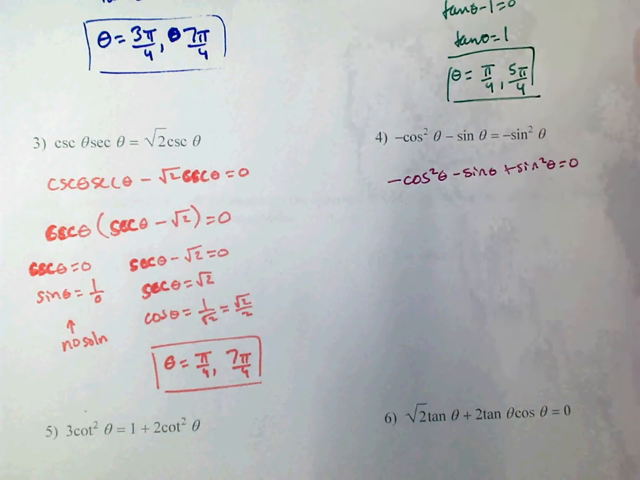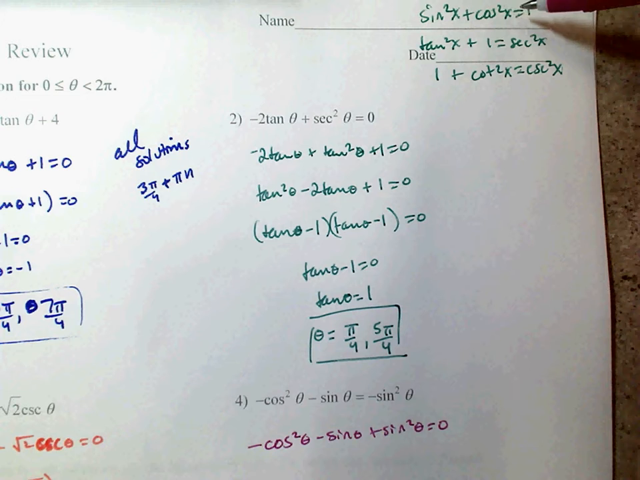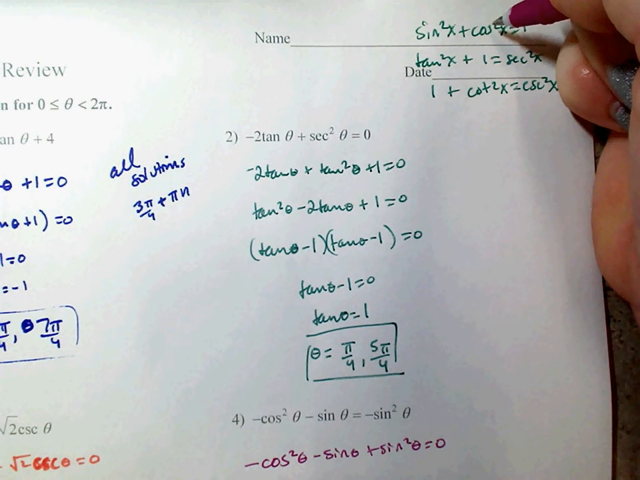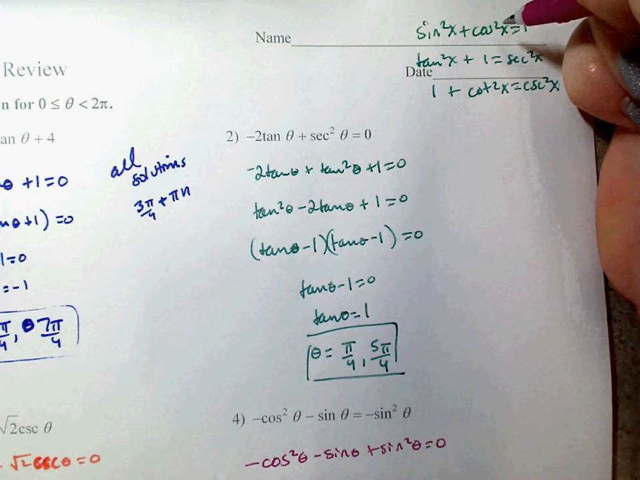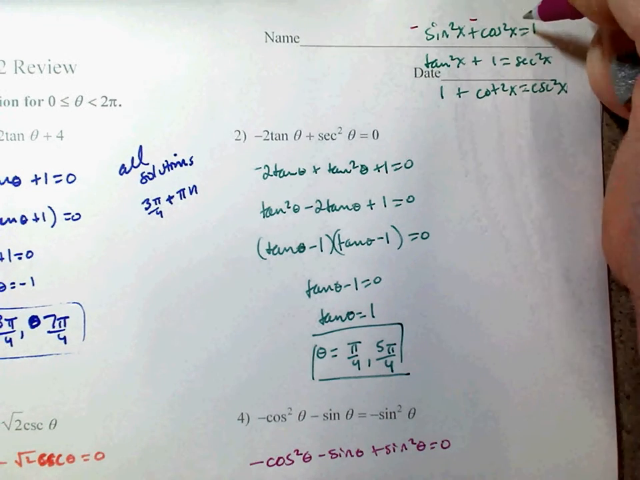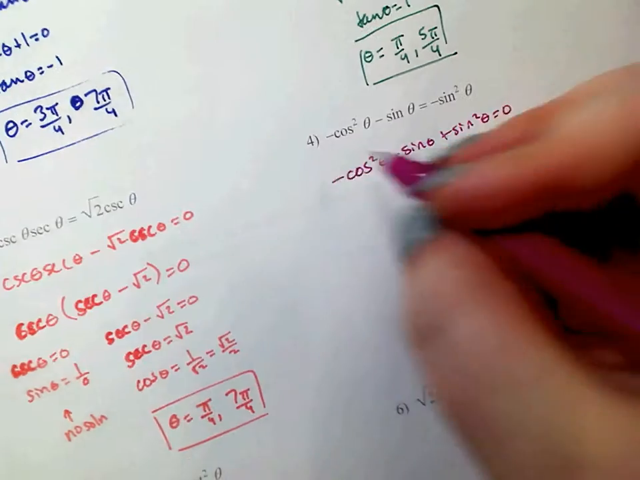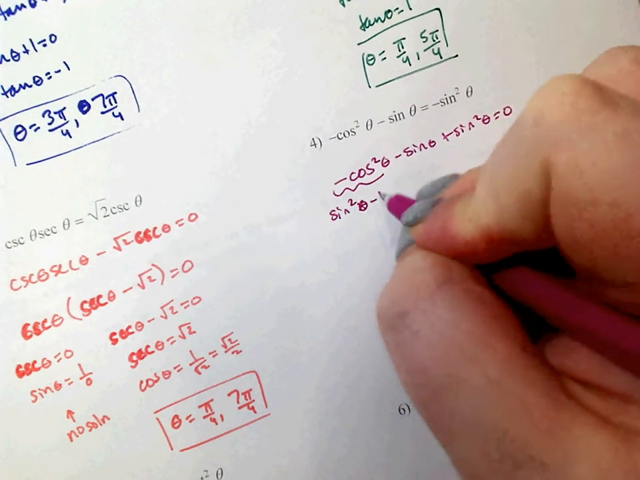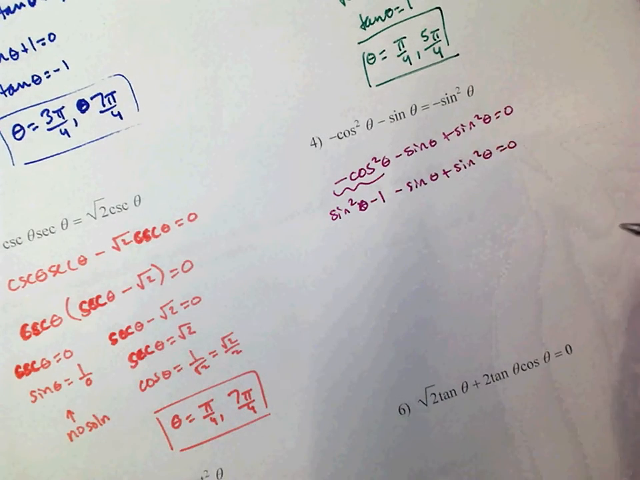I can't replace sine in terms of cosine, but I can replace cosine squared in terms of sine. So I know that sine squared plus cosine squared equals 1. So if I were to subtract cosine squared over here and then subtract the 1 over there, then I could say negative cosine squared is equivalent to sine squared minus 1. Yeah? Or think of it like this. I could just put a negative in front of everything and then add the sine squared over. Negative cosine squared equals sine squared minus 1. So sine squared minus 1 minus sine of theta plus sine squared theta equals 0. Oh, sorry. That's all wonky.